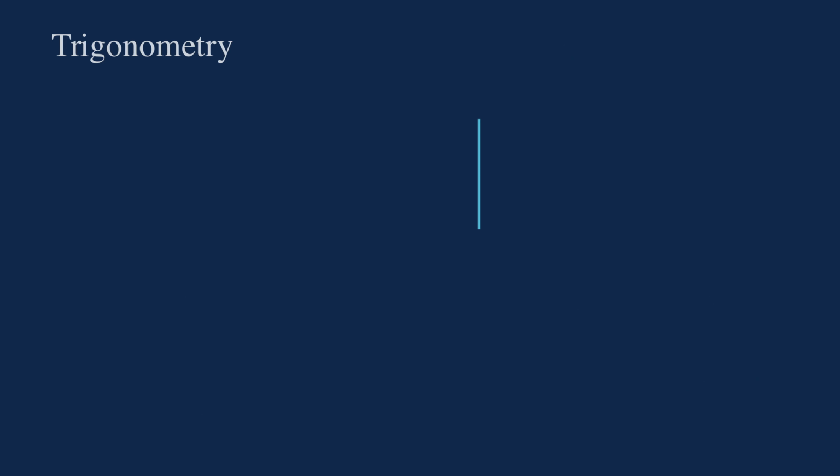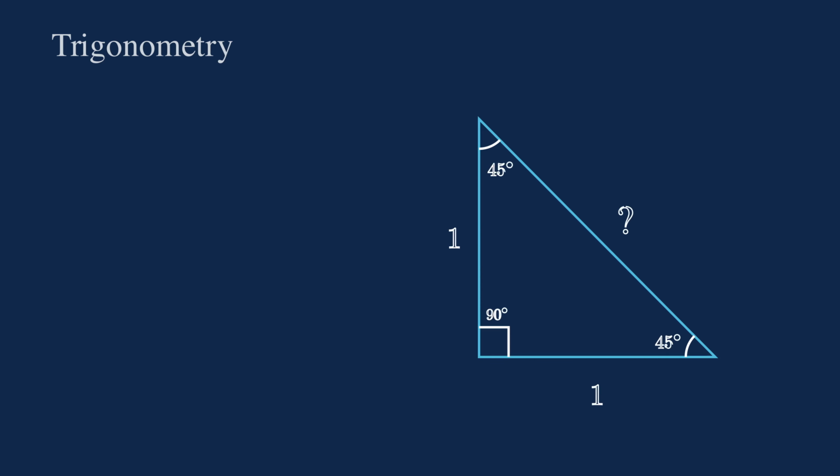A 45, 45, 90 triangle is another special triangle we could look into. Since both of these angles are 45 degrees, the side lengths are equal, so this side is 1 and so is this one. If we use the Pythagorean theorem again, we can solve for the hypotenuse, which ends up being the square root of 2.